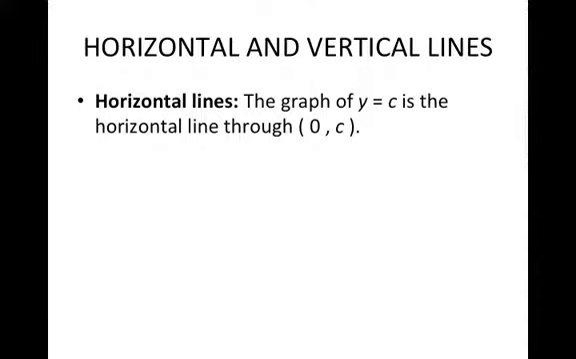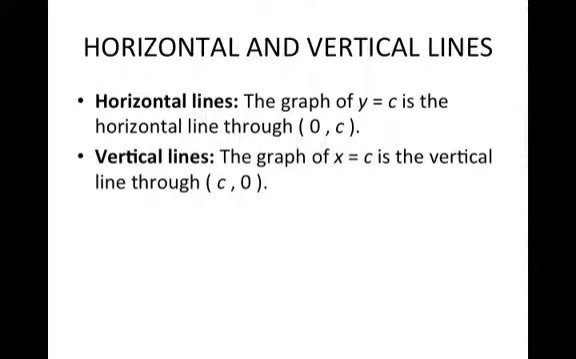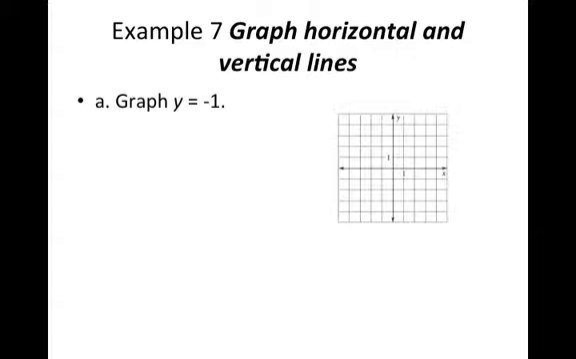And horizontal and vertical lines, the graph y equals c or y equals k as we had earlier is the horizontal line through 0, c. A vertical line is going to be x equals your constant, whether you use c or k, it doesn't matter. And it's going to be the vertical line through, in this case, c, 0.